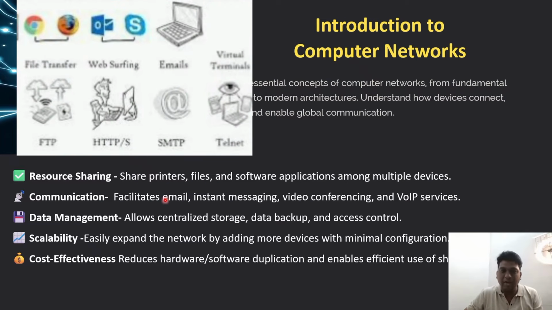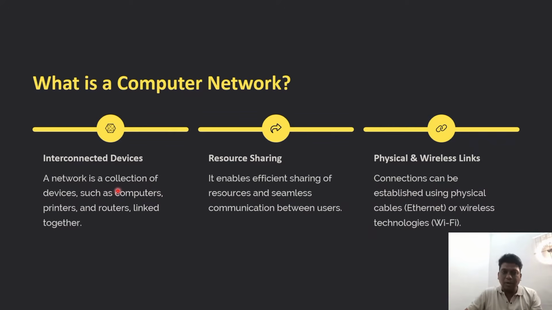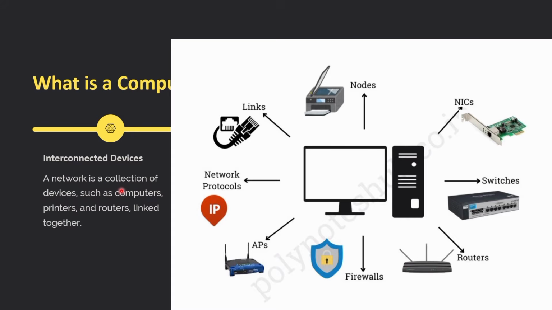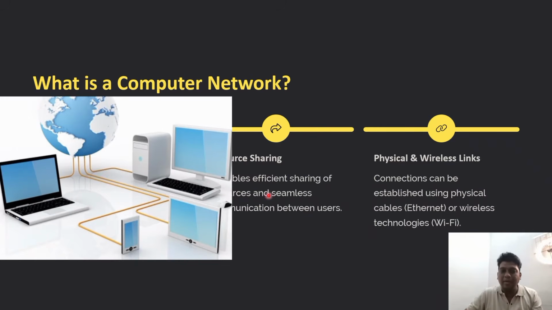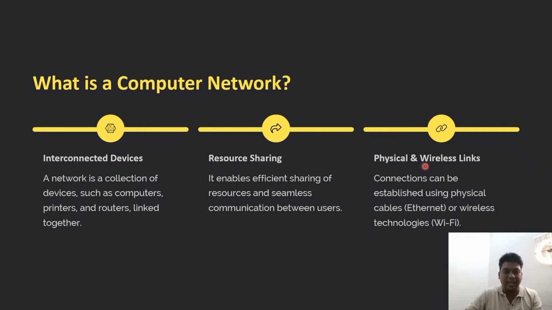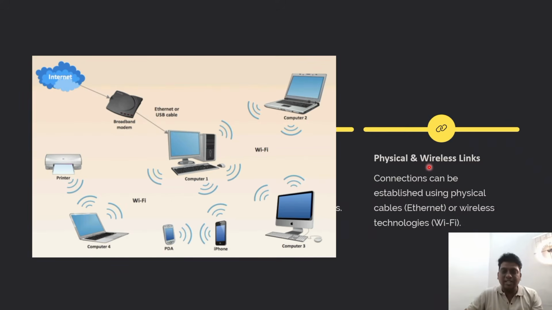It facilitates communication. Then, data management system: interconnected devices, the computers, routers, switches, and IoT devices linked to it, can be called interconnected devices. Then resource sharing: common access to data, software, printers, and the internet refers to resource sharing. Then physical and wireless links. While using wireless communication, Wi-Fi, Bluetooth, and cellular networks can be termed wireless links, and Ethernet cables, optical fiber cables, and coaxial cables are termed physical links.